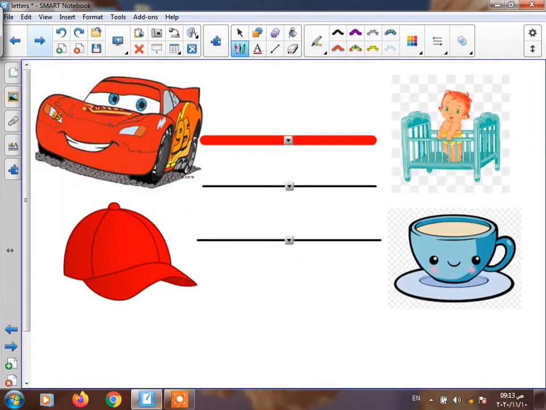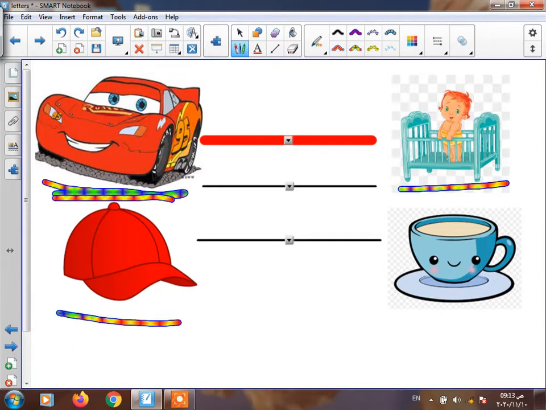Okay, KG2. Look here. What is it? It's a car. It's a cab. It's a cot. It's a cup. Okay, KG2. Car, cab, cup, cot. Start with sound C. Start with letter C.